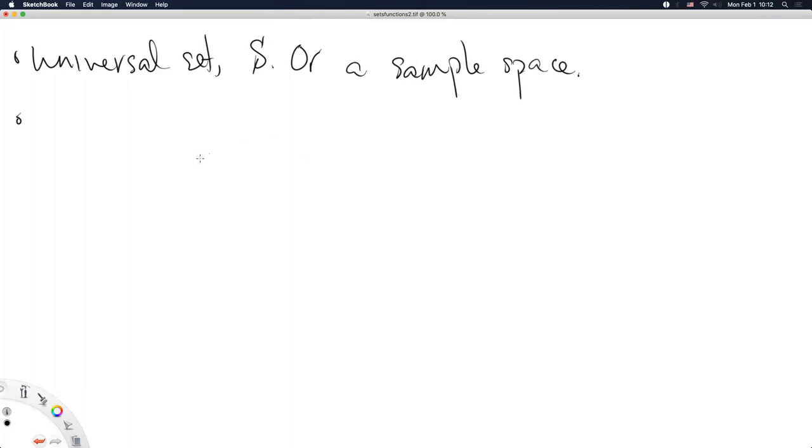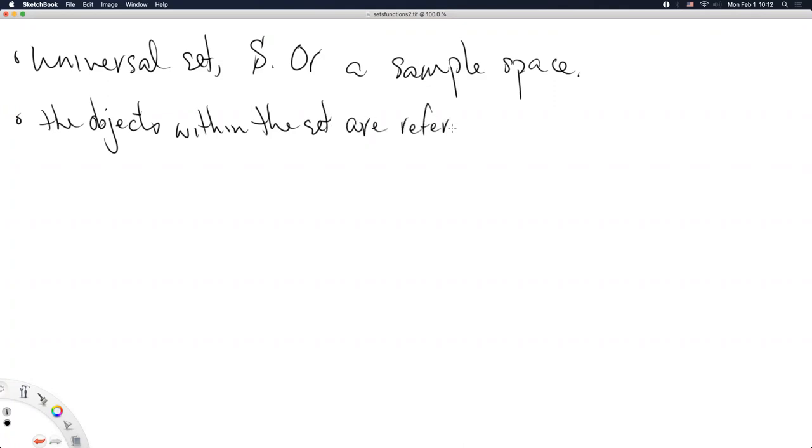Okay. So here we go. Here's some more bullet points about sets. The objects within the set are referred to as elements.